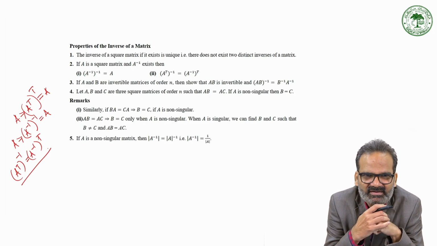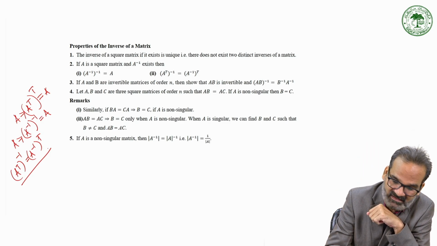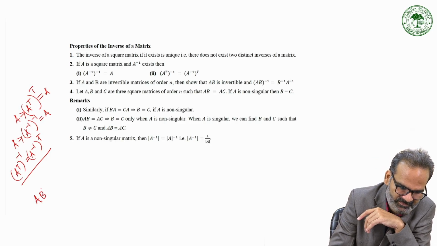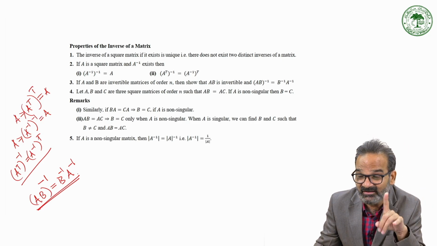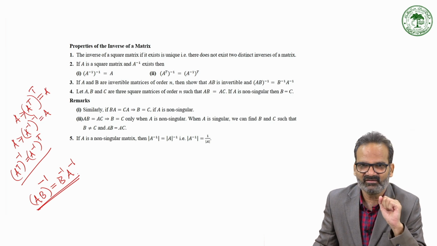Property 3 is what? If A and B are invertible matrices of order n, then show that AB is invertible and the inverse of AB is equal to B inverse A inverse. Now this is known as the reversal law. If we multiply two matrices A and B, the inverse of the product AB is equal to B inverse times A inverse. So keep this formula in mind. It is not equal to A inverse B inverse. Be careful, right? This is known as the reversal law.